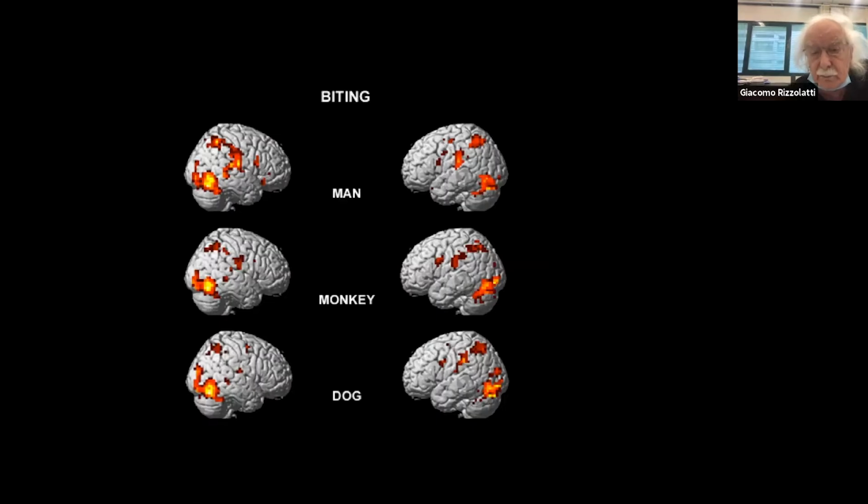If you look at the left hemisphere, which is the more motor hemisphere, you see there is practically the same thing. So when I see a dog biting or a man biting or a monkey, I have the activation of the same areas. So for me, this dog is like a human. I understand the action because it's inside myself.